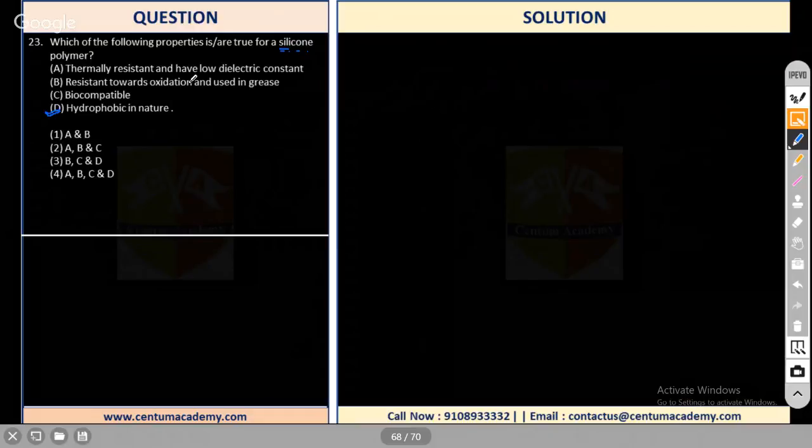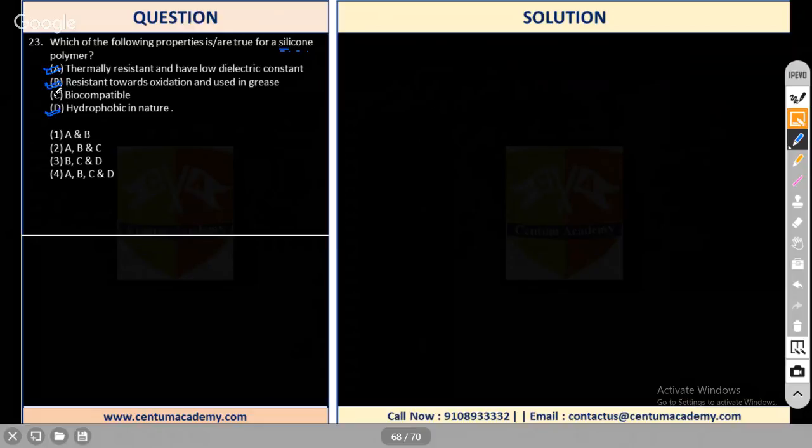Resistance towards oxidation and used in grease, that is also true. This option is also true. Right? So B and D are true easily. So we have B and D in third and fourth option, right? First, thermally resistant and have low dielectric constant. That is also true. The silicon polymers are heat resistant, and its dielectric constant is low. Right. Whenever any molecule is heat resistant or thermal resistant, it must have low dielectric constant.